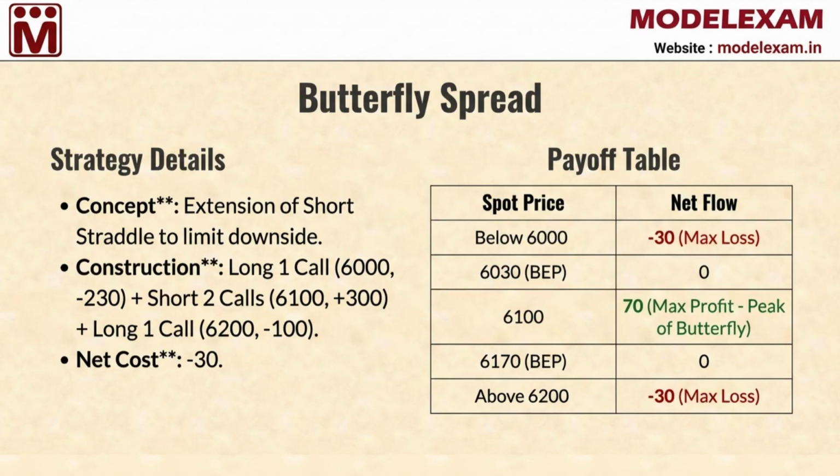Another advanced strategy is the butterfly spread, which you can think of as a safer version of a short straddle. To avoid the unlimited risk of a straddle, you add two more options to limit the downside. Using call options, you would buy one call at 6,000, sell two calls at 6,100 and buy one more call at 6,200. If this costs you 30, that is your maximum loss. Your best case scenario is the price landing exactly at 6,100, giving you a maximum profit of 70. If the price moves too far in either direction, your loss stays at 30.